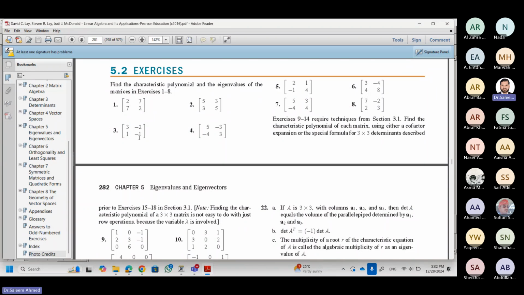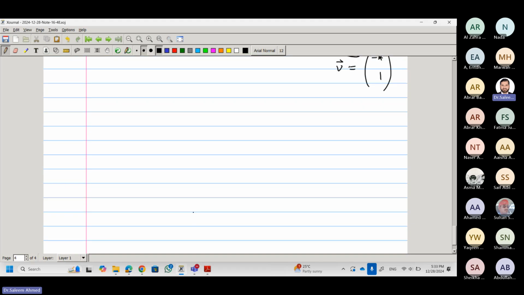3 minus 2, 1 minus 1. Let's say this one. Find the characteristic polynomial and find the eigenvalue. So even if they don't ask me the characteristic polynomial, if they only ask me to find the eigenvalues, I have to write the characteristic polynomial. Without that, I cannot find eigenvalues. So 3 minus 2, 1 minus 1.